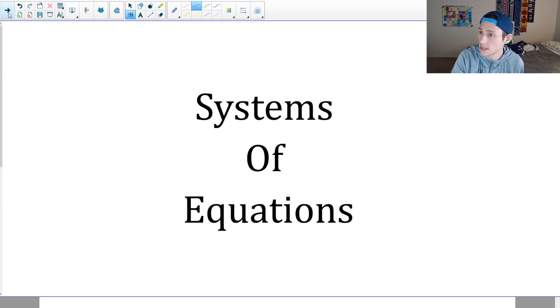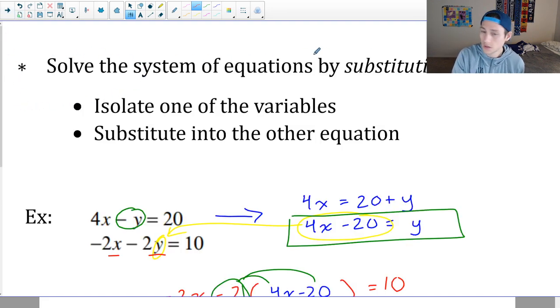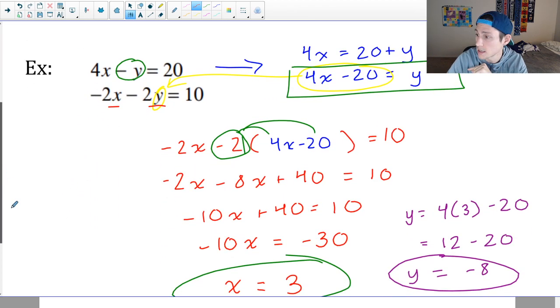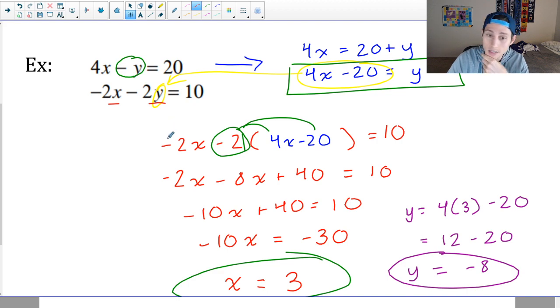So there are two main methods of solving systems of equations. One of which is called substitution. This is where you isolate a variable and substitute it into the other equation. Here's an example of what that looks like. Substitution is really good when I look at my system and see that one of the variables has a coefficient that is 1. In this case, the y has a coefficient of negative 1.